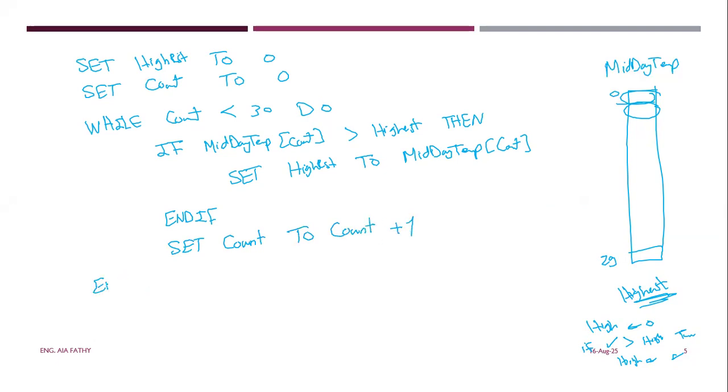Okay, now end while, and after the loop, you can display the highest score, so the highest temperature. So let's send the highest temperature is, and mention what is the highest temperature, which is highest.